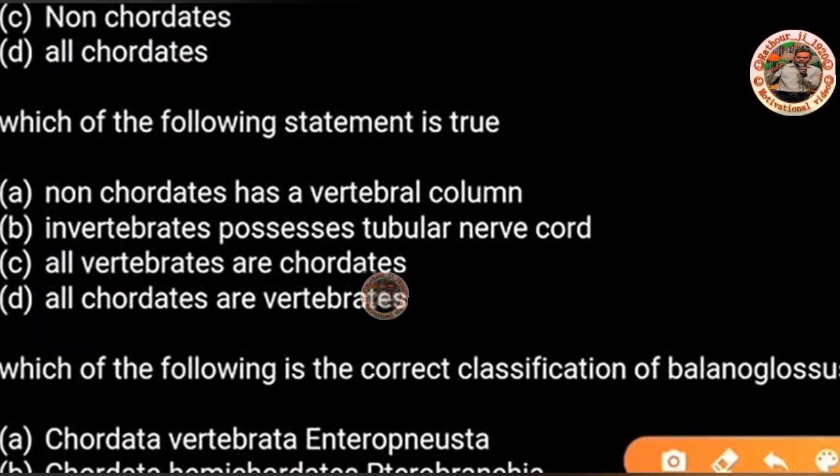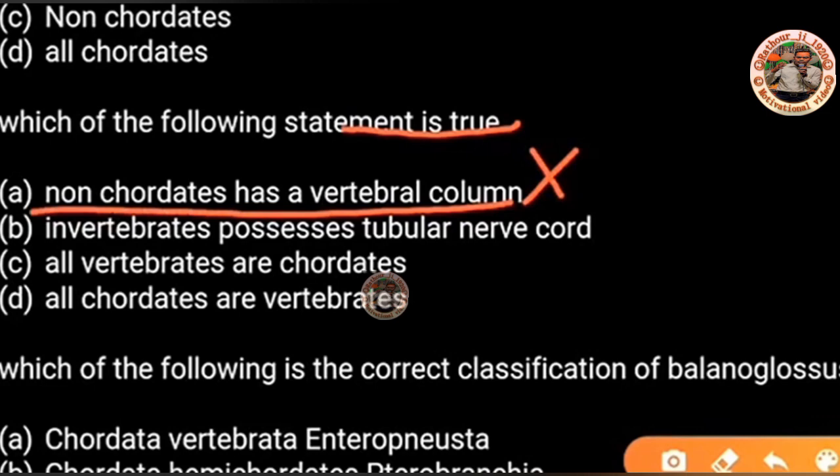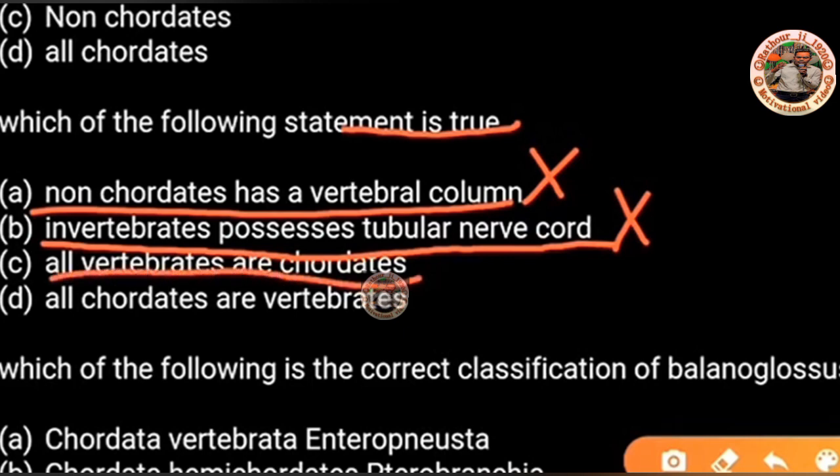Question 29. Which of the following statements is true? Option A, non-chordates have a vertebral column. This option is incorrect because they don't have one. Option B, invertebrates possess a tubular nerve cord. This option is also incorrect because only chordates possess a tubular nerve cord. Option C, all vertebrates are chordates. Option D, all chordates are vertebrates. Option D is also incorrect because all chordates are not vertebrates, such as protochordates, hemichordates, cephalochordates, urochordates. They are still chordates but are not vertebrates. So the right answer is option C.